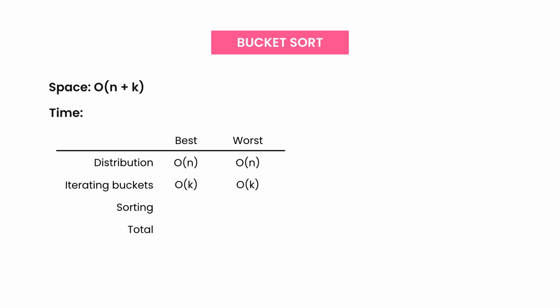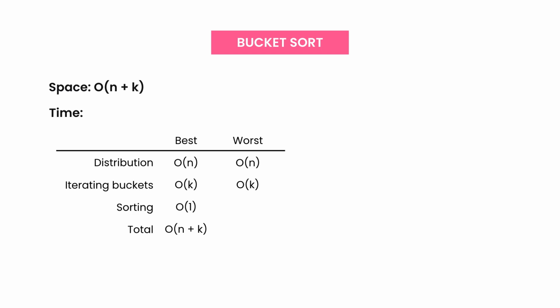Well, we should consider the best and worst case scenarios. In the best case scenario, in each bucket we have a single item. In this case, sorting will be an O of 1 operation, but that would be at the cost of allocating so much more space. So in the best case scenario, the time complexity of bucket sort is O of n plus k. If k equals n, the time complexity will be O of 2n, which we can simplify to O of n. So that's linear time.